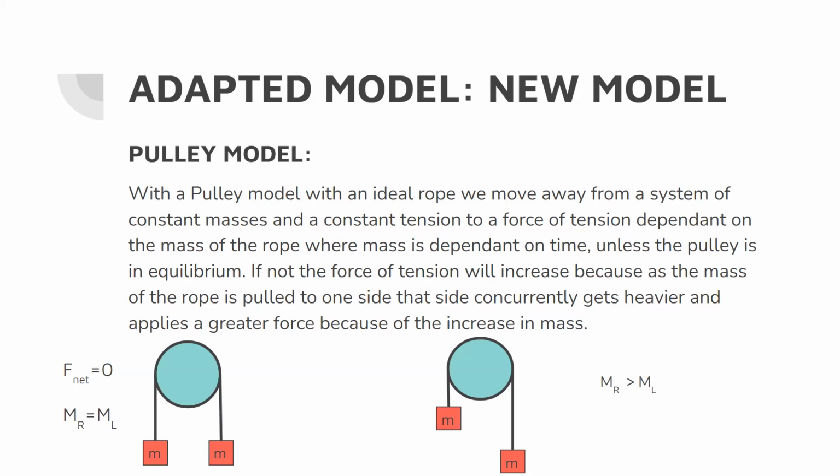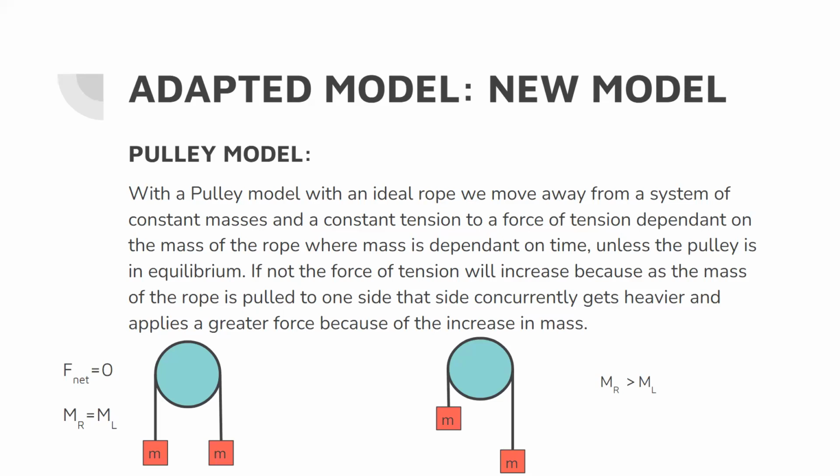On the left, you can see that the pulley has two equal masses on both sides hanging at an equal level. So we have a net force of 0 because the mass of the rope on both sides is also going to cancel out. So there should be no net acceleration unless some force is acted upon the pulley.